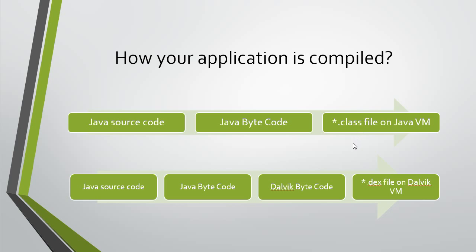So you have your Java source code converted into Java bytecode, and then from Java bytecode it gets converted into the Dalvik bytecode, and then from the Dalvik bytecode you get the DEX file, which runs on the Dalvik virtual machine. Now here's the question: what is Dalvik? Dalvik is the Java runtime, or Java virtual machine, made by Google in-house that allows your Java application to run on mobile phones much more efficiently.